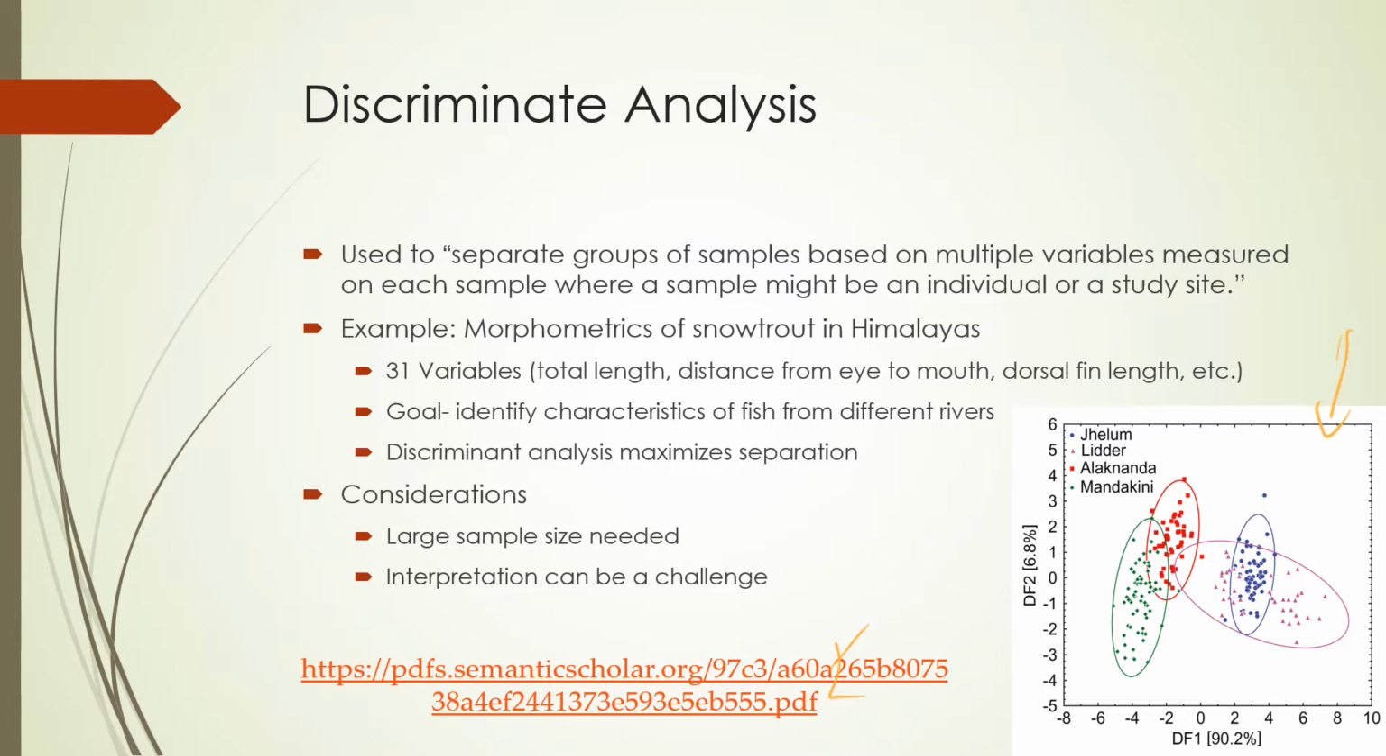So it makes it fairly different from PCA and factor analysis. So for an example, there was a study done, and there's a link down below here, looking at morphometrics of snow trout in the Himalayas. And this is a single species that's found in a number of different river drainages. And the question was, is there evidence for consistent morphological differences among the fish in these different drainages?